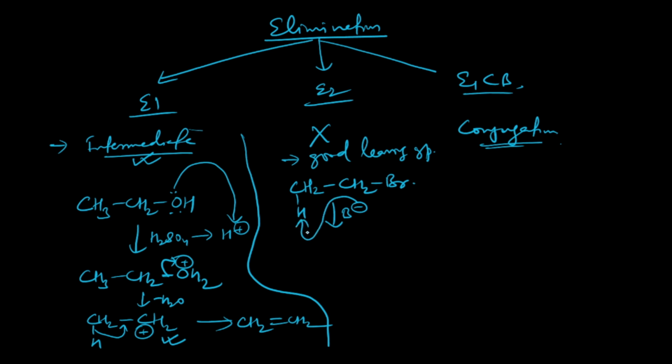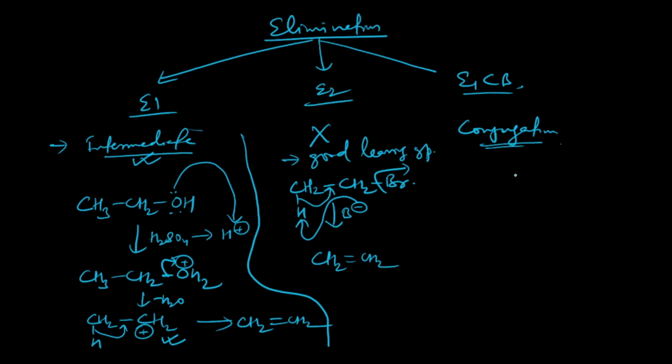So this base will go and abstract this proton. As soon as this base abstracts this proton, this bond will shift over here. If this bond is shifting over here, this bromine will go as Br minus. Now what are you getting? CH2=CH2. Now see, there is no in-between intermediate, correct? It is going and pulling this proton. As soon as it takes the proton, the bond shifts over here and this leaving group leaves this place, correct? So you are getting an alkene. Got it? So this will be E2, meaning simultaneously the things are happening, correct?